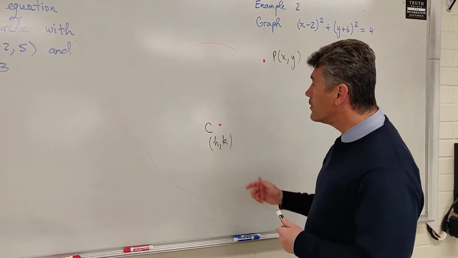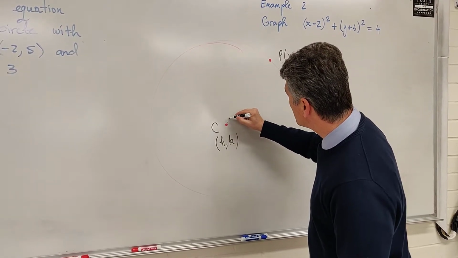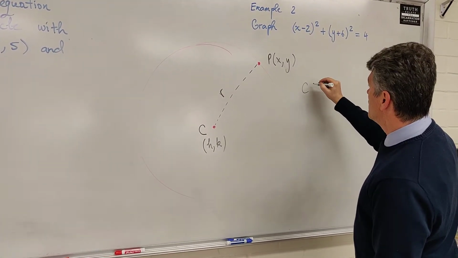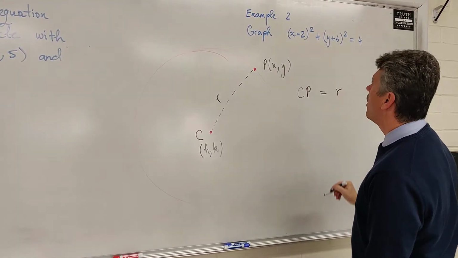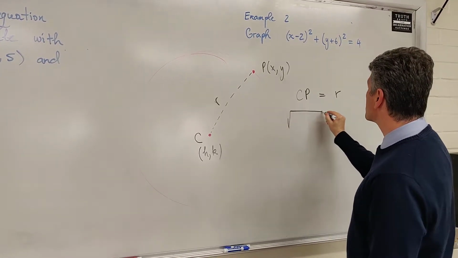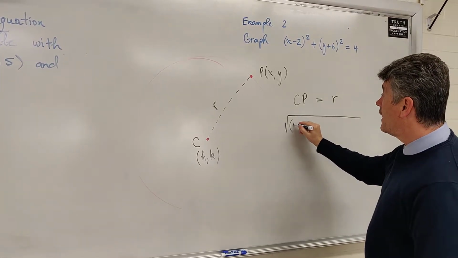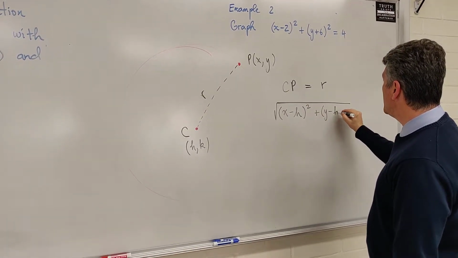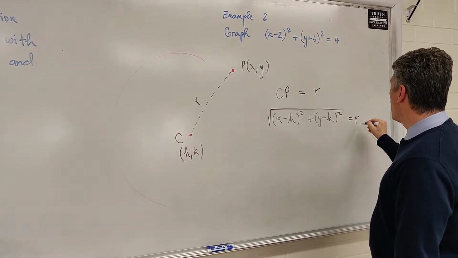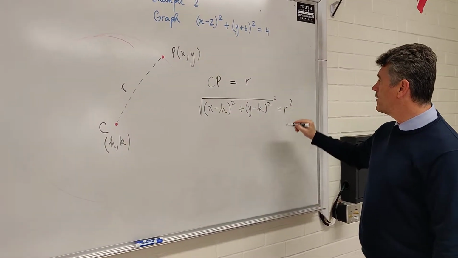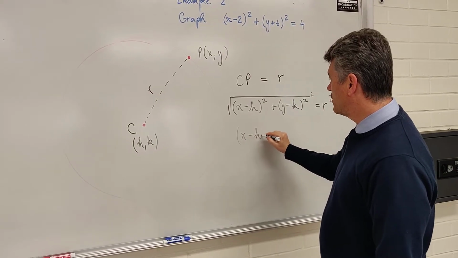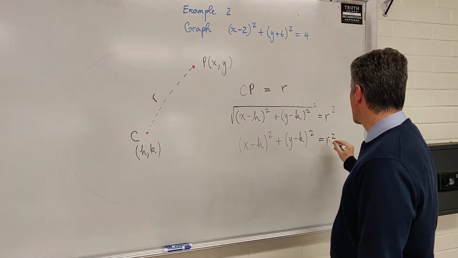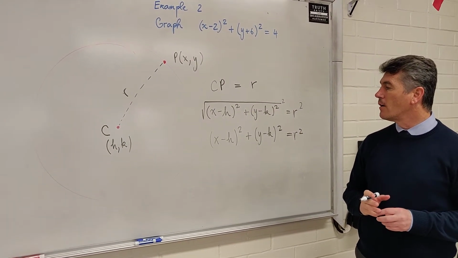But there is something else that we know. We know the distance from C to P. The distance from C to P is equal to R. We use the distance formula, and we have the square root of (x minus h) squared plus (y minus k) squared is equal to R. We square both sides, and we have (x minus h) squared plus (y minus k) squared is equal to R squared. This is known as the standard equation of a circle.